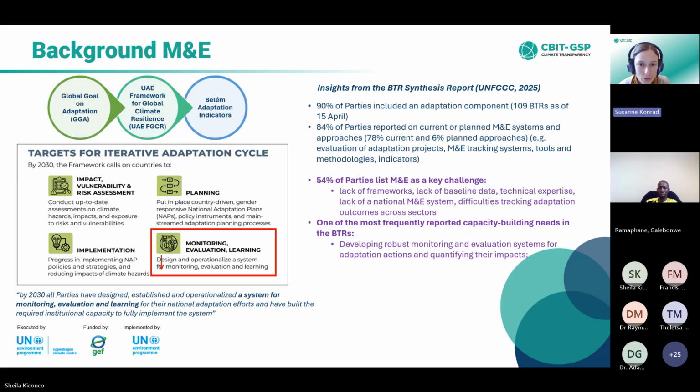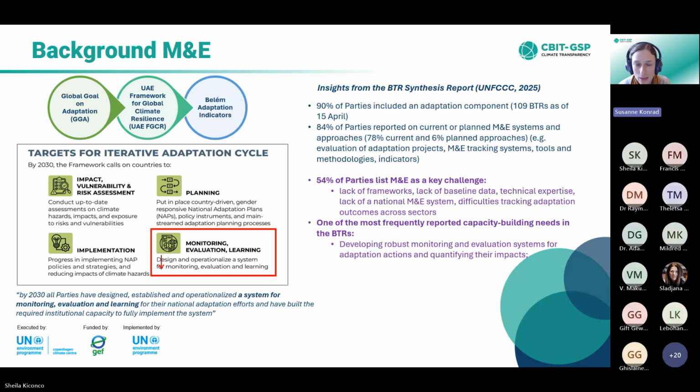Many of you probably also just returned from COP or are still returning, where the indicators under the global goal on adaptation were extensively discussed and finally agreed on. The so-called Belém adaptation indicators under the UAE framework for global climate resilience, and this includes.